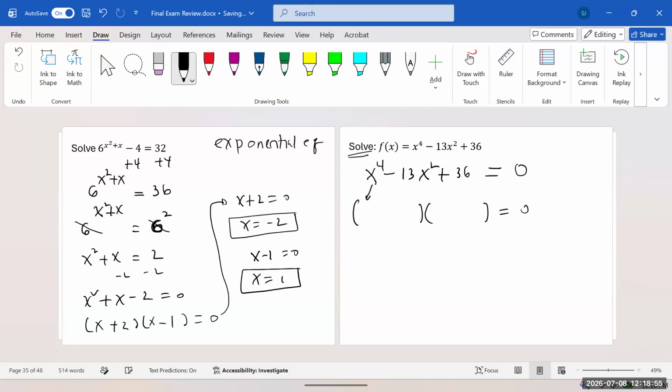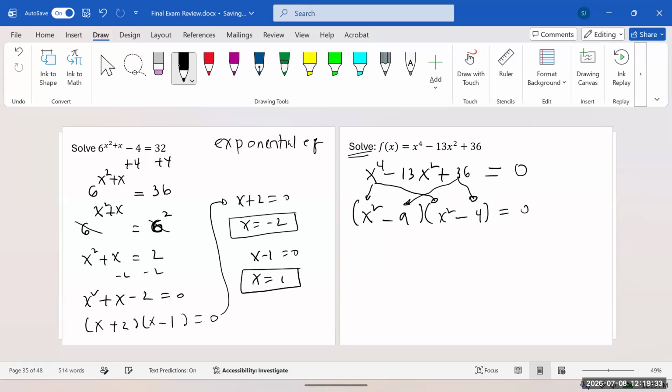Our goal is to split x to the 4 into 2 pieces evenly and 36 into 2 pieces that will give us the sum negative 13. So if you split x to the 4 evenly, what do you get in each piece? x squared. And if you divide 36 into 2 numbers that add up to 13, which 2 numbers are you going to use? 9 and 4. 9 times 4 is 36, 9 plus 4 is 13. But how about the signs? Minus 9, minus 4.